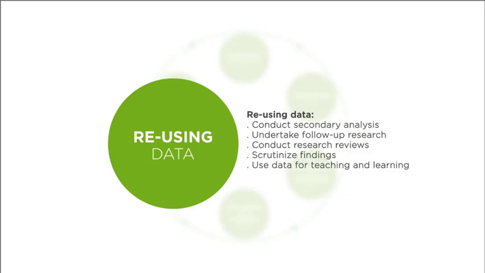The other stage is reusing data, which is used for conducting secondary analysis. Follow-up researches are undertaken after the project has been completed. Research reviews are conducted on the previously existing data. The findings are scrutinized and the lab tries to find out what were the inadequacies in the experiment. That data is also used for teaching and learning.